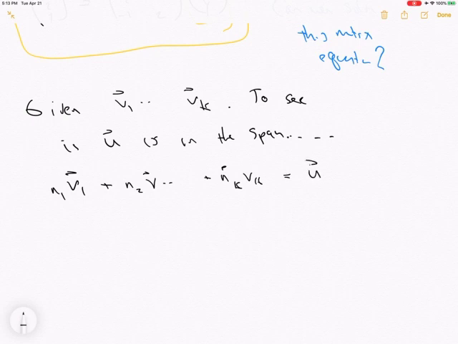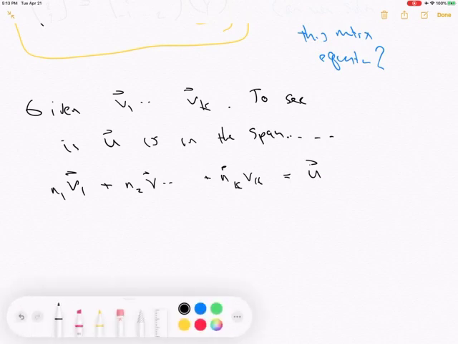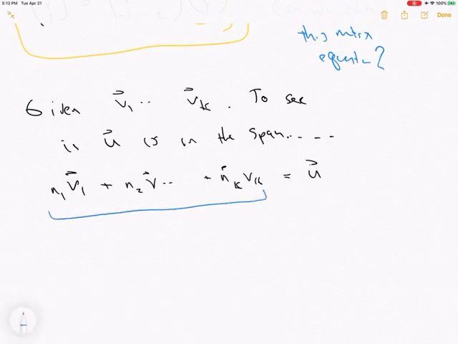That means we can take a linear combination. So on the left side, we wrote down some linear combination, and that linear combination should give us u. That's what it would mean to be in the span. And so you want to solve this equation.